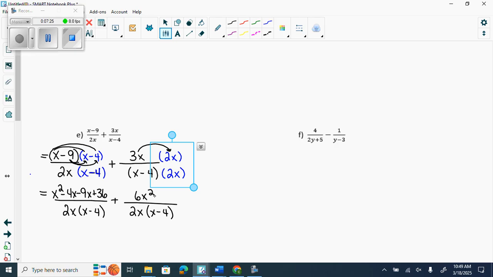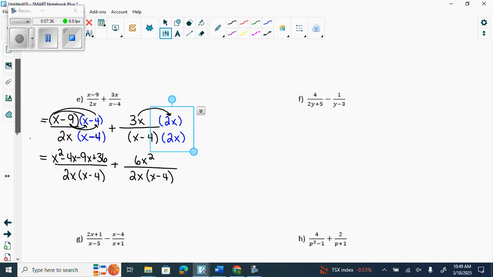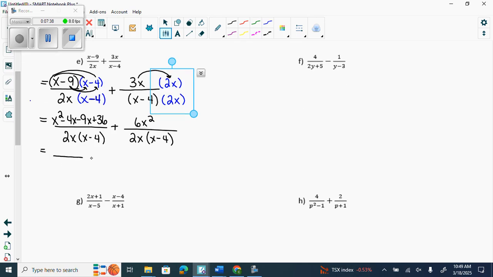Now it's no different than what it was before. When we get a common denominator, what can we do? Write it all over that denominator. We agree? Yeah? So we are going to get 2x, x minus 4. And in the numerator, we're going to get x squared minus 4x. You could put these together right now, but I'm going to wait. Minus 9x plus 36 plus 6x squared.